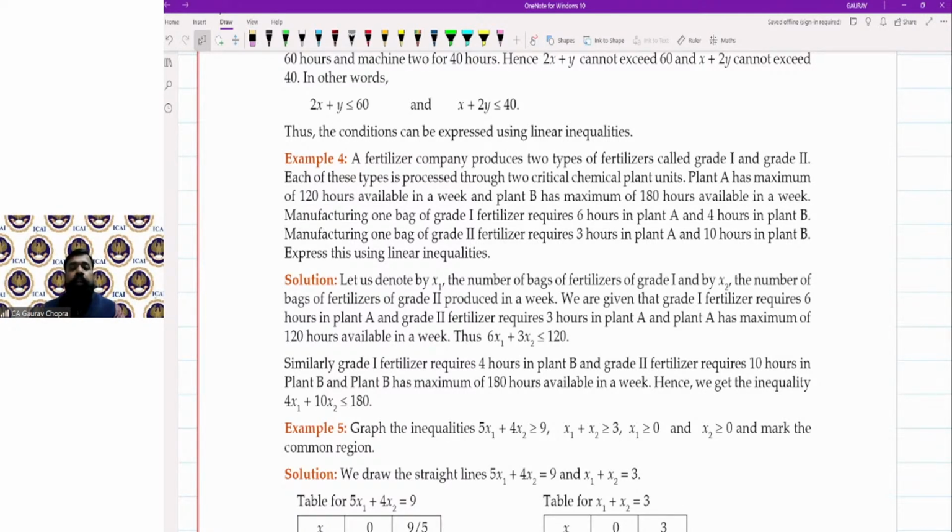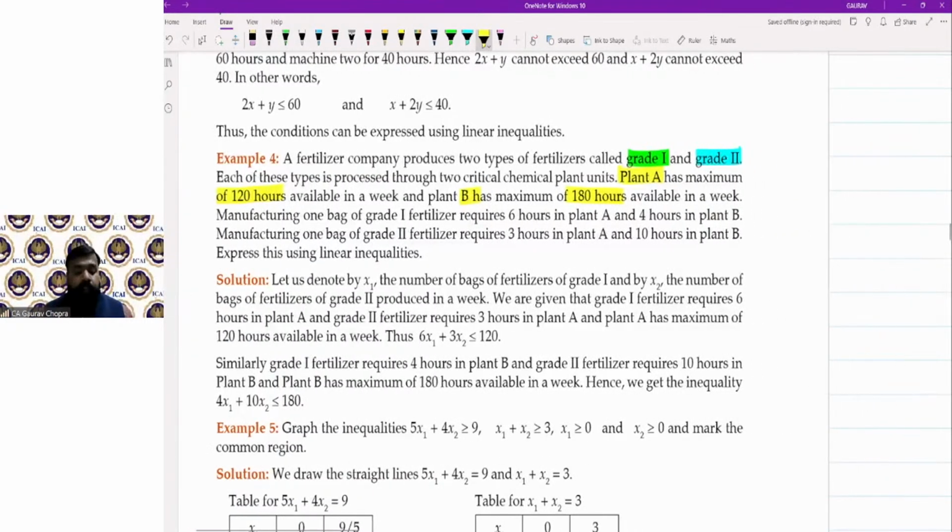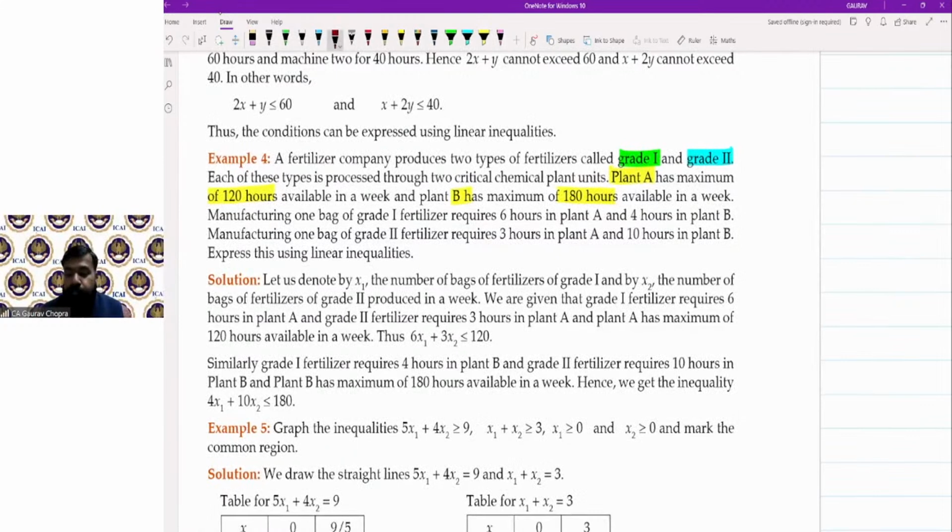So a fertilizer company produces two types of fertilizers called grade 1 and grade 2. Two varieties there, grade 1 and grade 2. Each of these types is processed through two critical chemical plant units; to process them, they are passed through two plants. Plant A has a maximum of 120 hours. Now this is the limit: the limit of plant A is 120 hours in a week, whereas the limit of B is 180 hours in a week.